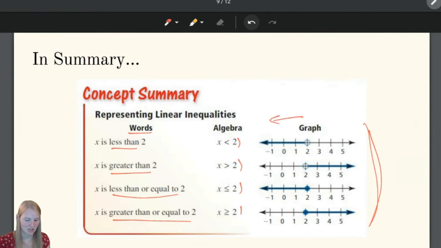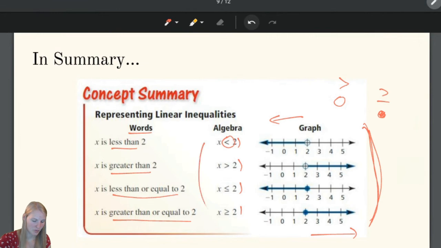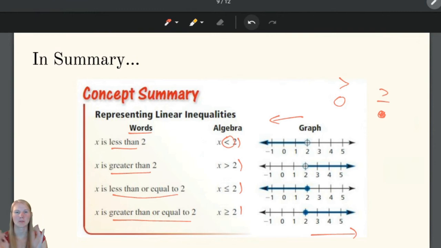Less than typically points this way, greater than typically points this way. If your symbol does not have a line underneath, the circle is open. And if your symbol does have a line underneath, it is closed. So, yes, these are examples of graphs, algebra, and words for each symbol that we have in all of Chapter 2. These 4 symbols.